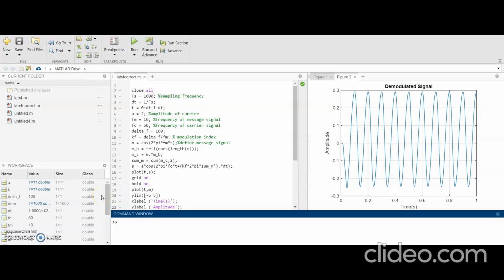Hi, we are from group 15 and today our lab is lab 4, which is frequency modulation.